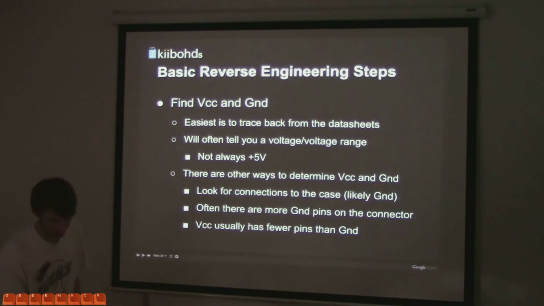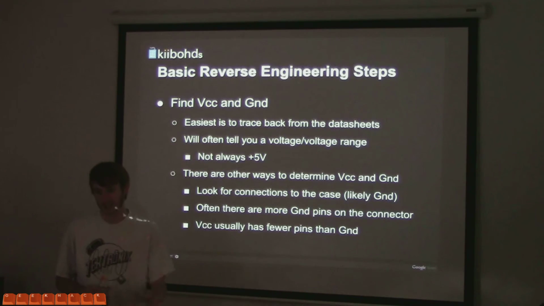Okay. Now we have our keyboard. Step 1. Find VCC and ground. We got to power this keyboard on without making a bonfire. So yeah, data sheets are the easiest. If the data sheet tells you it's 5 volts, you're 5 volts usually.